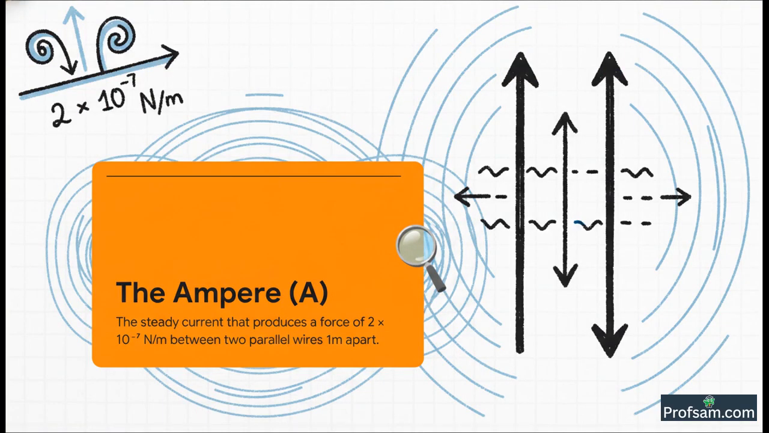The ampere is the steady current which, if you have it in two long parallel wires that are 1 meter apart in a vacuum, would produce a force of 2 times 10 to the power of minus 7 newtons for every meter of length. This definition comes directly from the formula we just studied. It's not magic. We use the physics of this force to define what 1 ampere actually is.